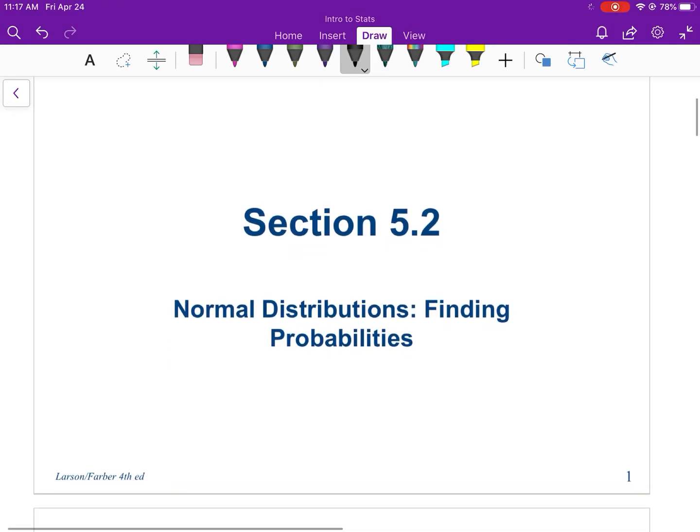statistics. These notes will cover all of lesson 5.2. We're going to work with normal distributions to find probabilities.